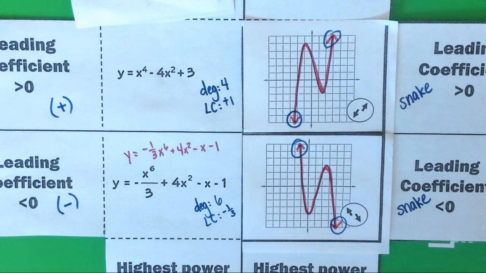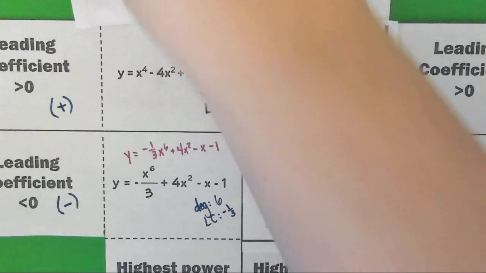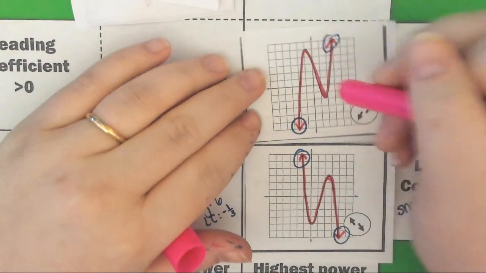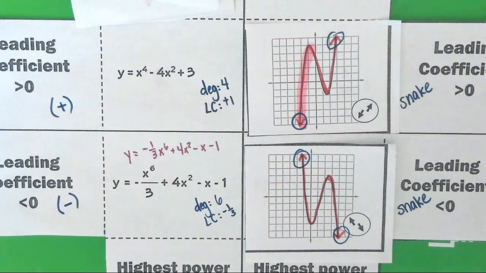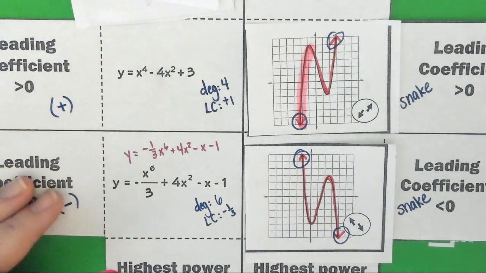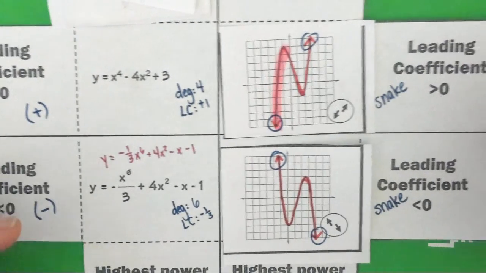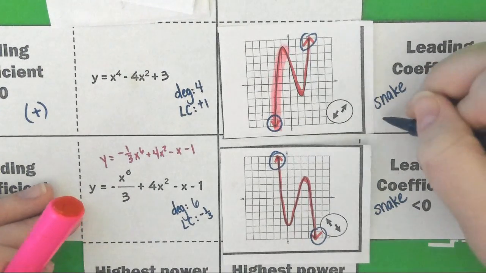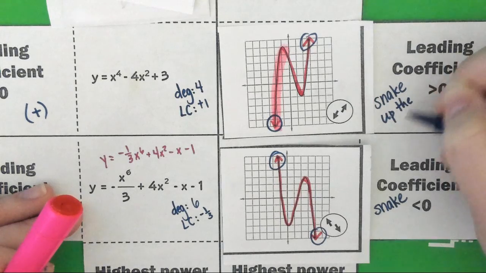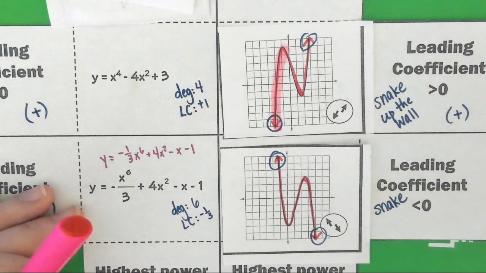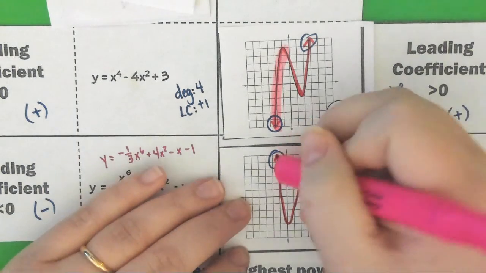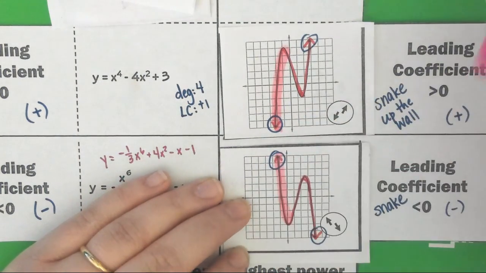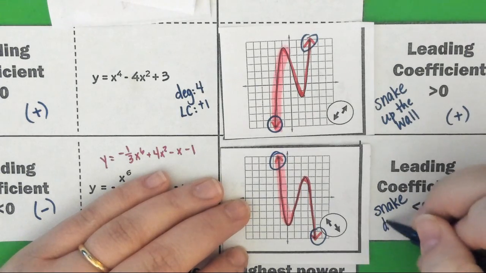Okay, and so I'm going to focus on a specific part of the snake. I'm going to start at the left, like down at the bottom. So here comes the snake into the picture, and he's going up the wall. So when it has a leading coefficient that's positive, because again, greater than 0 means it's positive, I think of snake up wall. When I see a leading coefficient that's negative, I start focusing on that. The snake entered the picture, and then what happened? He went down. So I think of the snake down the wall.